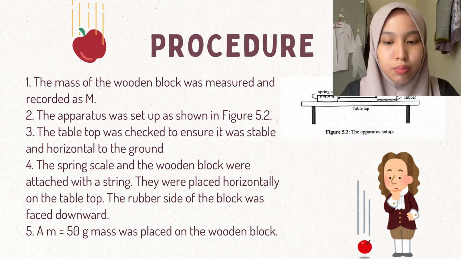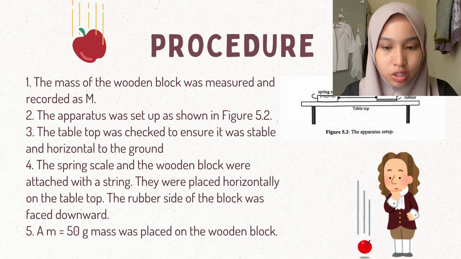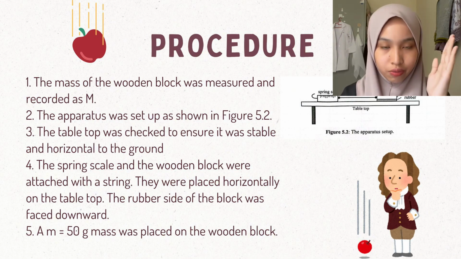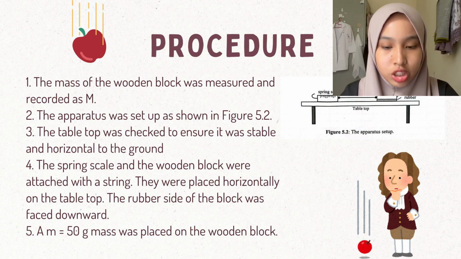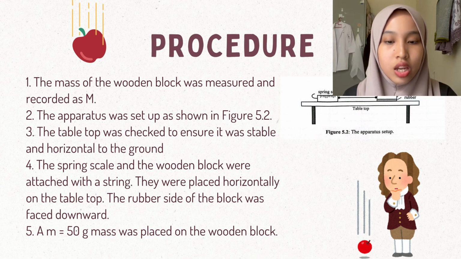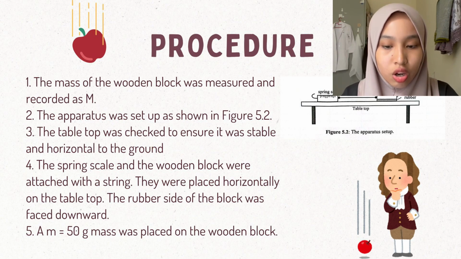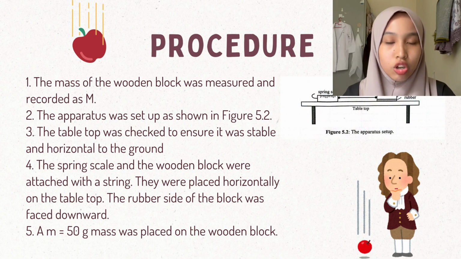First of all, the mass of the wooden block was measured and recorded as m. The apparatus was set up as shown in figure 5.2 above. The tabletop was checked to ensure it was stable and horizontal to the ground. The spring scale and the wooden block were attached with a string. They were placed horizontally on the tabletop. The rubber side of the block was faced downward.